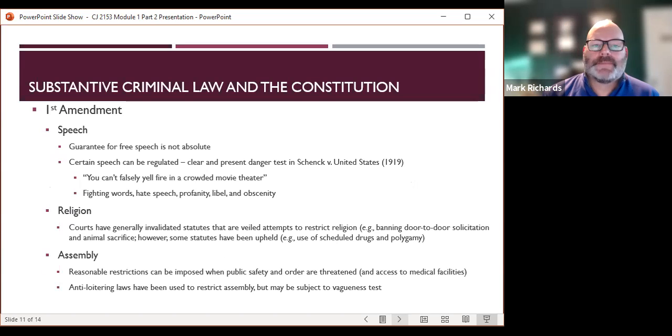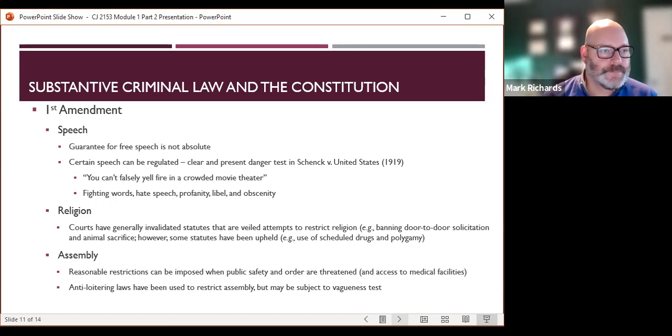Within the First Amendment, the freedom of speech has been declared by legislative precedent to not be absolute. Certain speech can be regulated in accordance with the clear and present danger test that was used by the Supreme Court in Schenck versus the United States in 1919, which basically equates to you can't falsely yell fire in a crowded movie theater. Certain speech can be regulated as well in terms of things like fighting words, hate speech, profanity, libel, and obscenity.